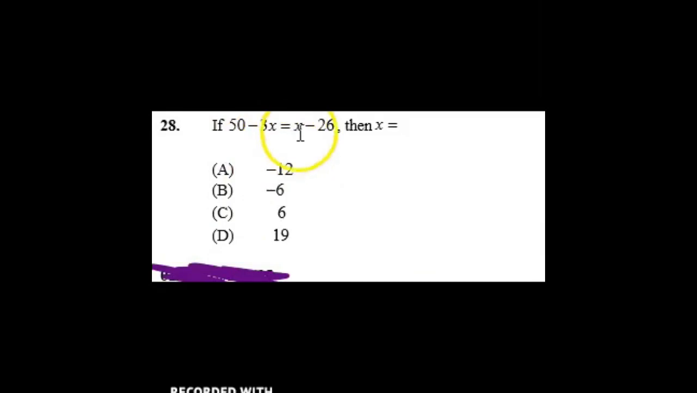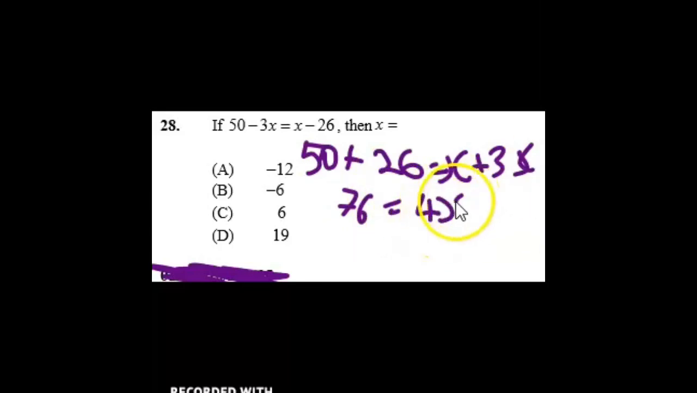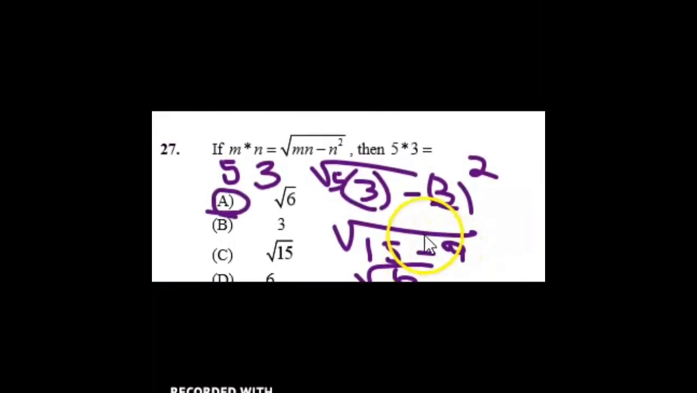50 minus 3x is equal to x minus 26. We're going to find what is x. So here we have 50 plus 26, I'm regrouping, is equal to x plus 3x. So 50 and 26, this would have been 76, is equal to 4x. We're going to divide by 4 on both sides.